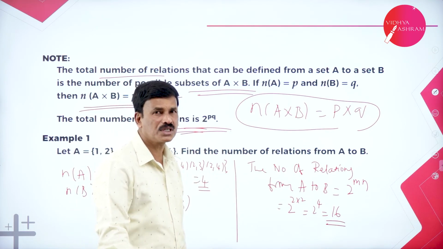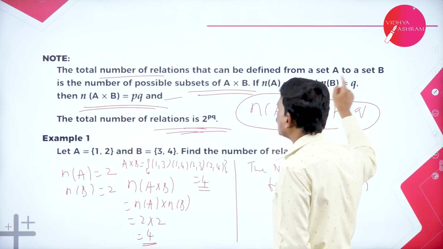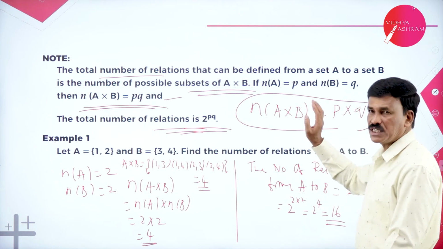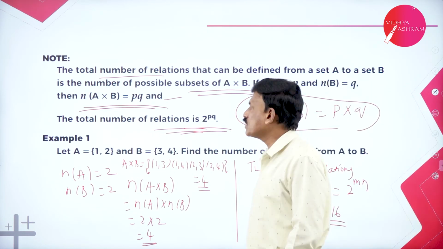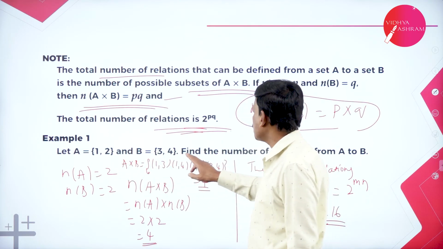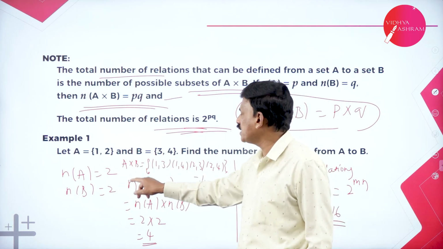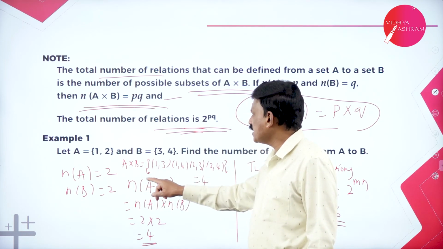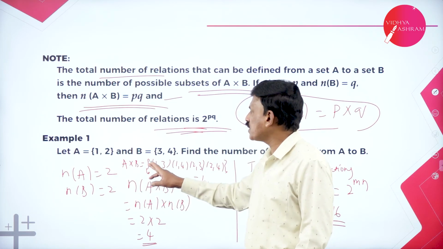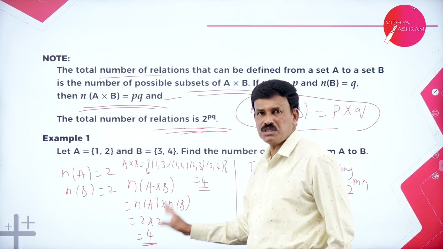Okay, this is how we are going to write. See here, I'll explain. The total number of relations that can be defined from the set A to set B is the number of possible subsets of A cross B. So suppose if n of A contains P and n of B contains Q, then the number of elements in A cross B is P into Q. For example, if A contains 1, 2 and B contains 3, 4, then the number of elements in the Cartesian product, n of A cross B, is equal to, how many elements are there in A? 2. How many elements are there in B? 2. n of A into n of B is 2 into 2, which is 4. If you write the cross product, that is the Cartesian product, you are going to get 4. So the number of elements in A cross B is 4.